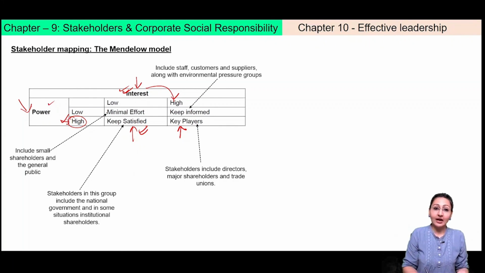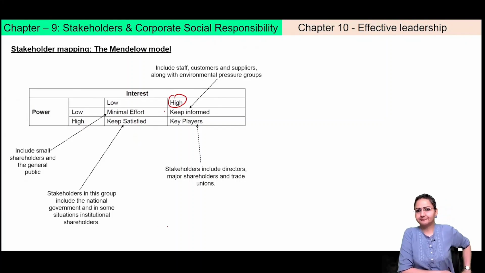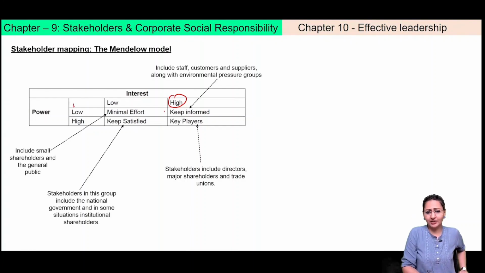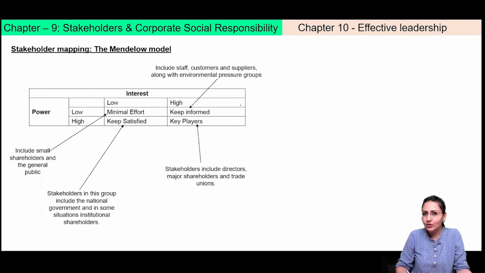Now, there are other stakeholders who exert very little power, but they are highly interested in the business. For example, the suppliers. If the business doesn't work, suppliers' business is also gone. So their power is very low. They cannot decide how much purchase should be done from the supplier. The company will decide which product to launch and which not to launch. So their power is very low, but they are highly interested in the business.